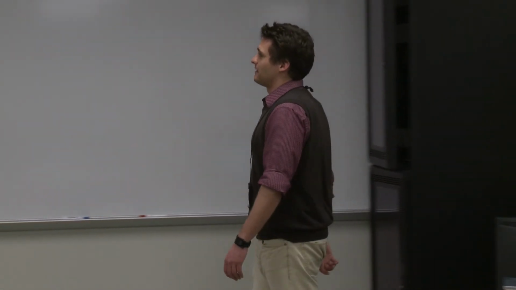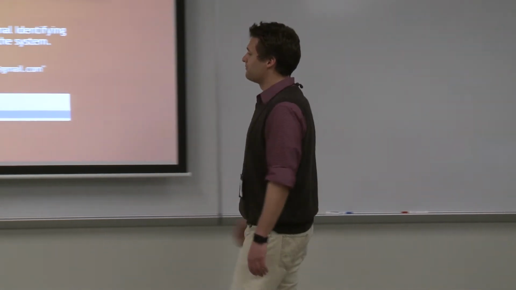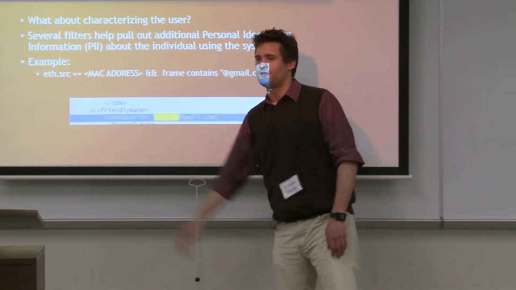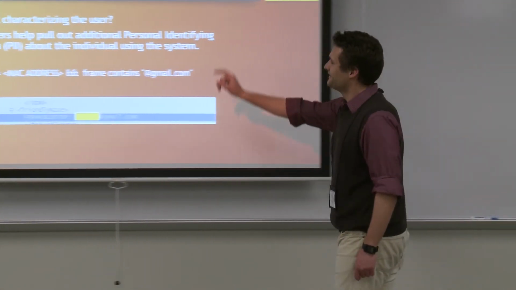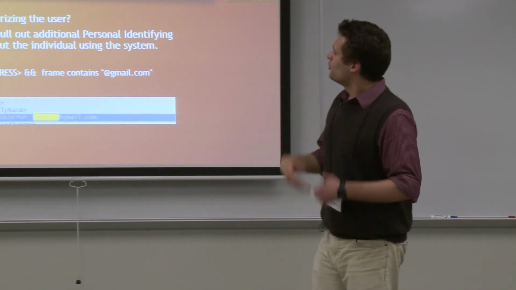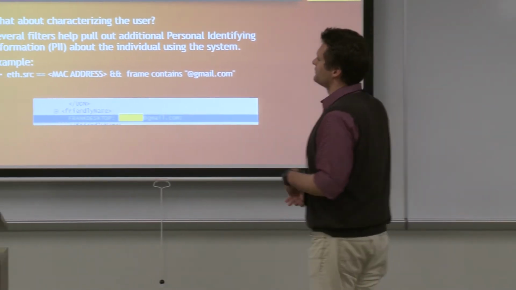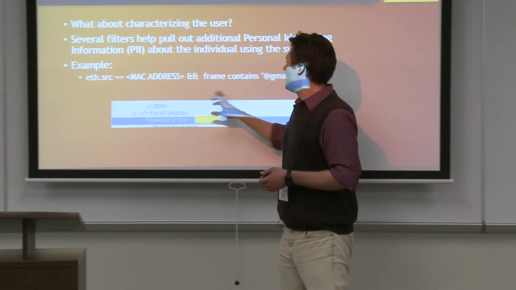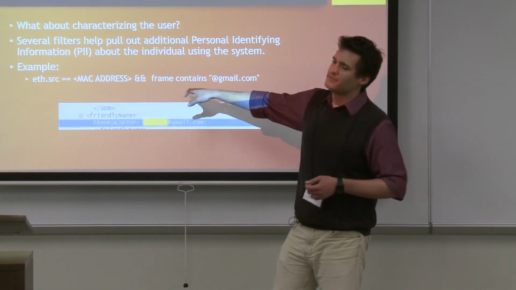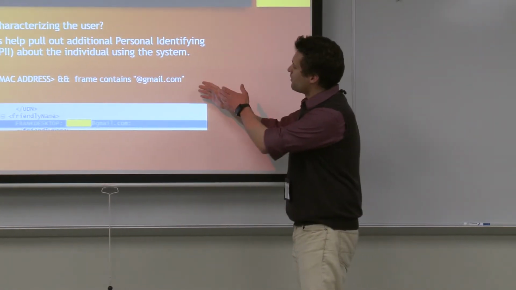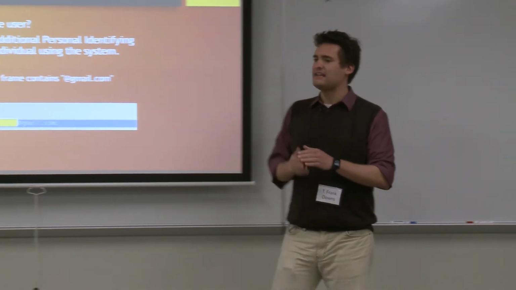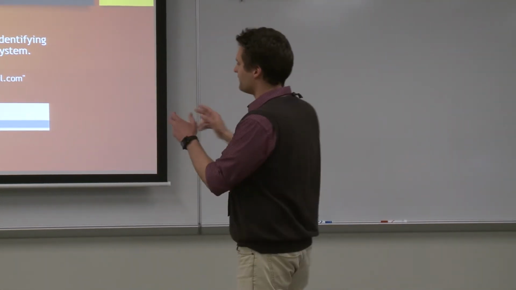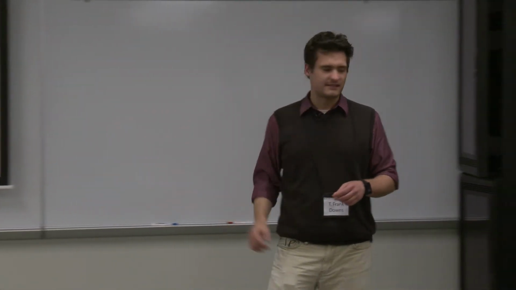Again, taking it another step further, I don't know why I blocked this out because my email is readily available to everyone. But taking a look at the user, we can start adding additional information such as Ethernet source, frame contains, the almighty frame contains, and adding whatever we want in there to see if anything in any of those packets has this snippet of information. In this instance, it pulls up my email address.